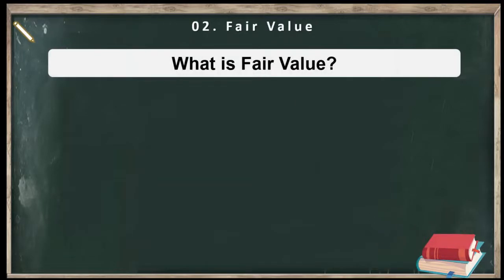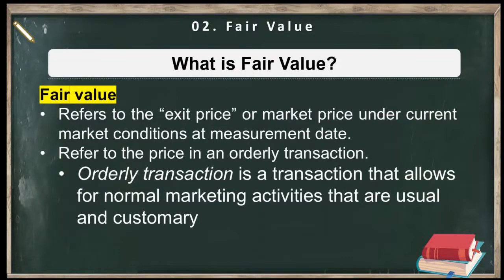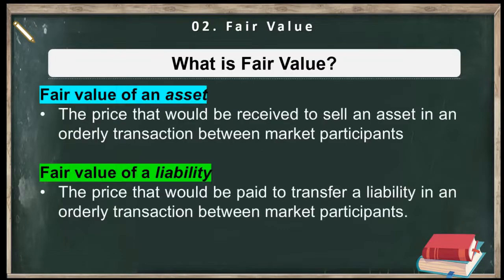So, what is a fair value? Fair value refers to the exit price or market price under market conditions at a measurement date. It also refers to the price in an orderly transaction. When we talk about an orderly transaction, that is a transaction that allows for normal marketing activities that are usual and customary. Another definition of this is the price that is agreed by the market participants.